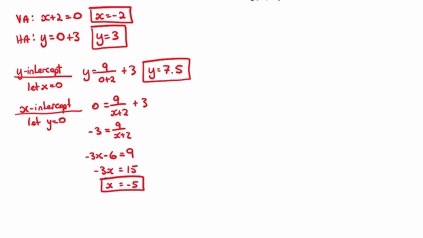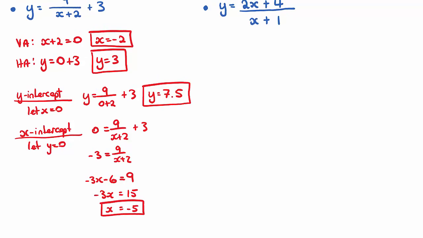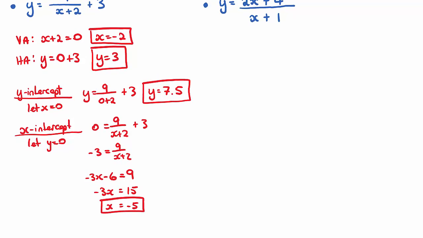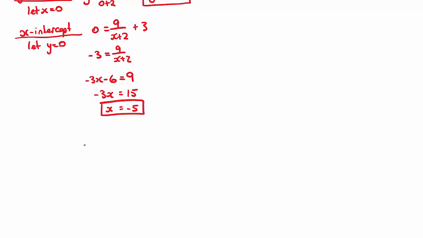Okay, now once we have our asymptotes and our intercepts, we can sketch this. So let's just do a rough sketch down here.